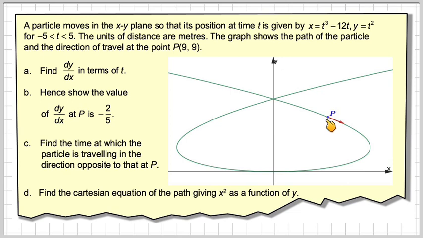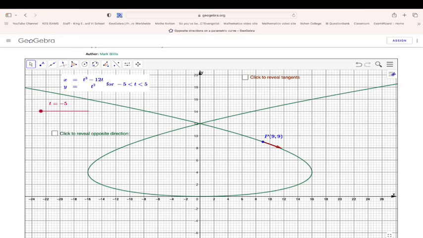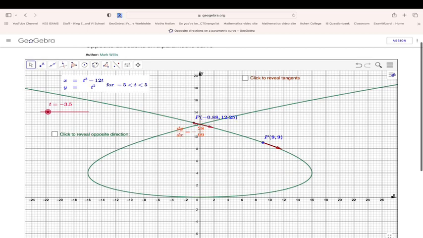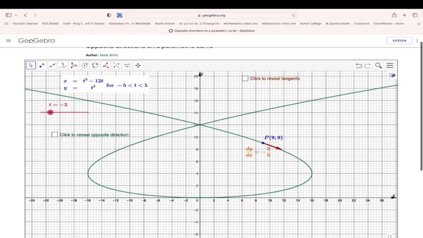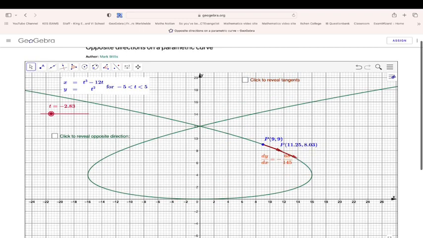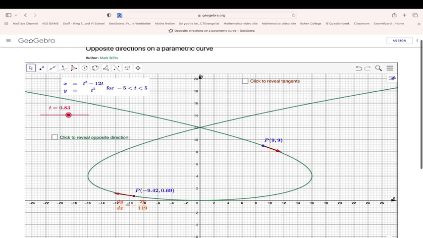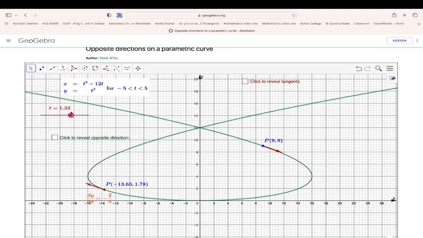So, just having a look at part C. If we look here, if I run this slide along here, you can see that the particle will move, although it's a little bit small. Here at this particular point the gradient is minus 2/5. Somewhere over here it will have the same gradient, but we'll be going in the opposite direction. If you look at that, you see over here, in fact that's the actual point. It will be going in the opposite direction.